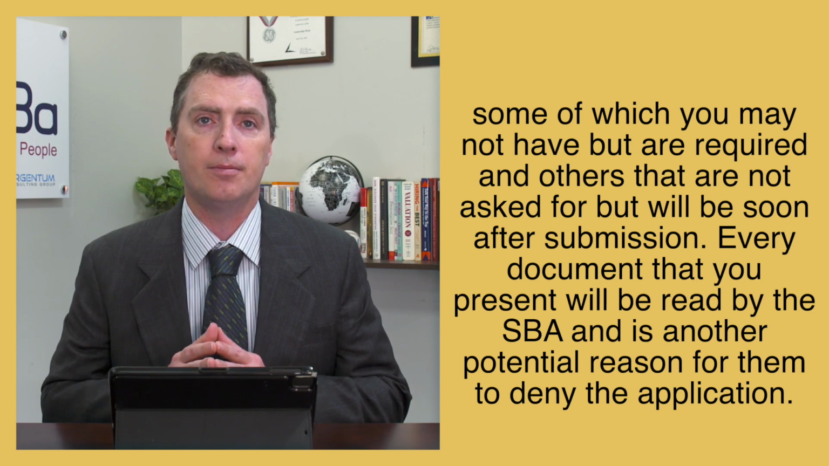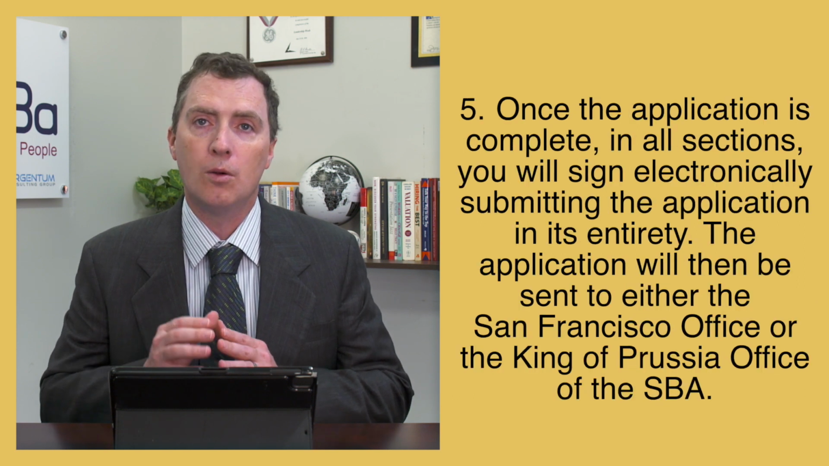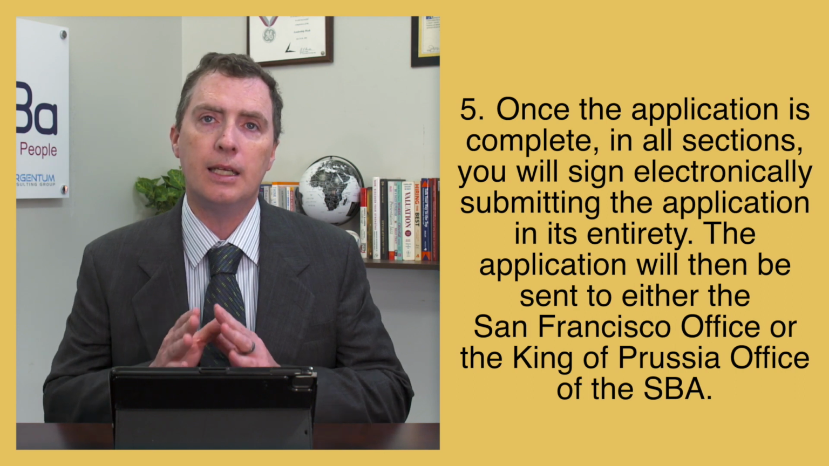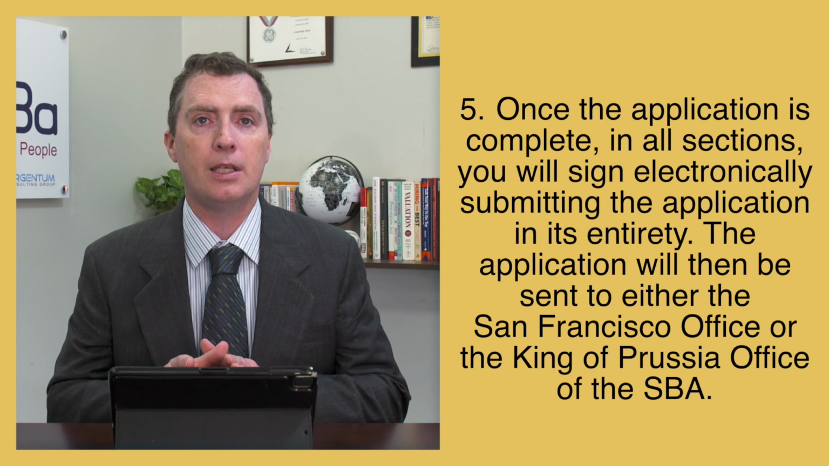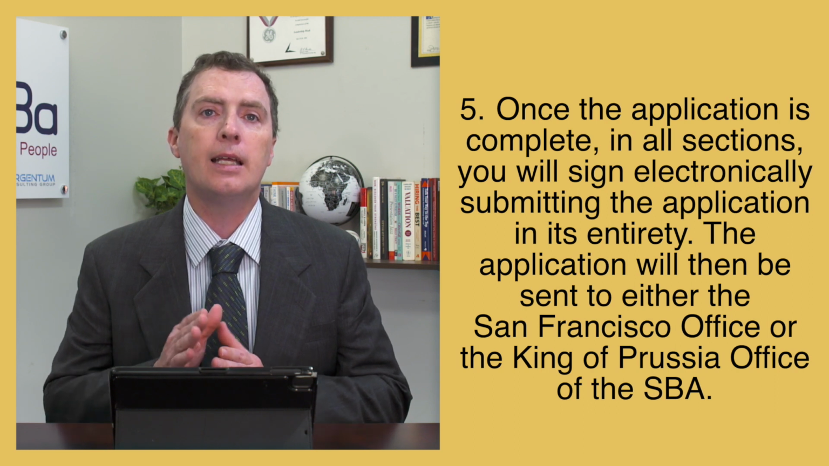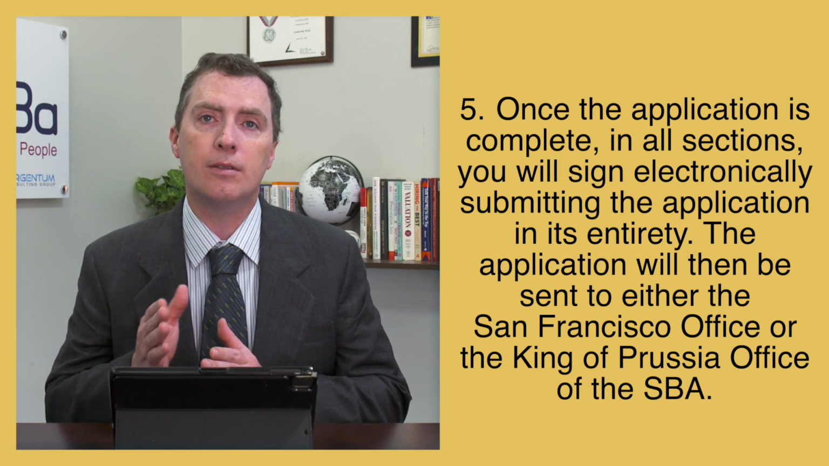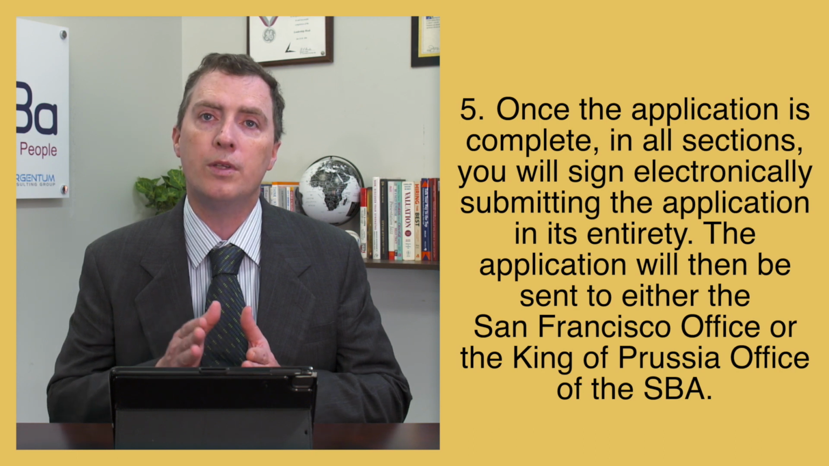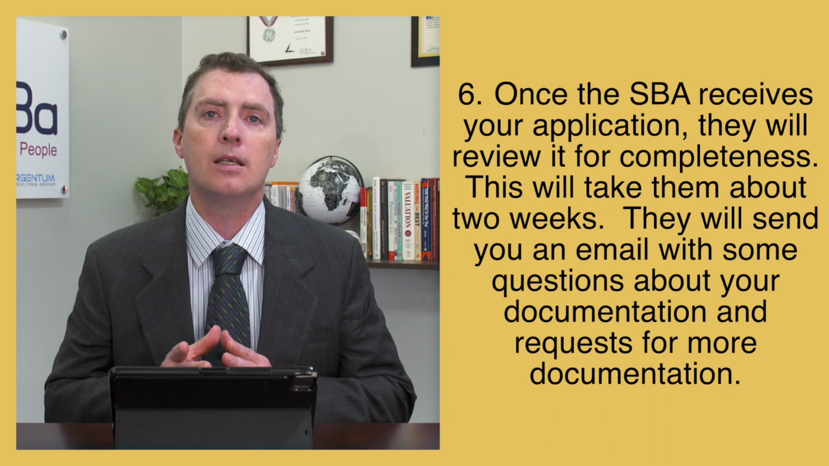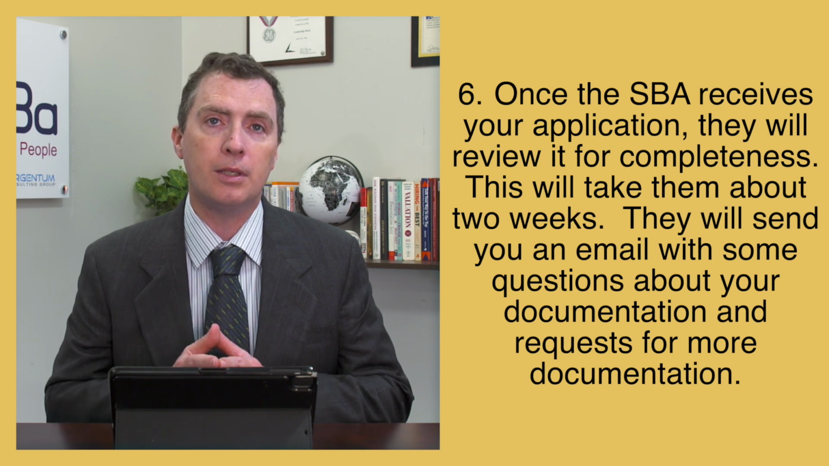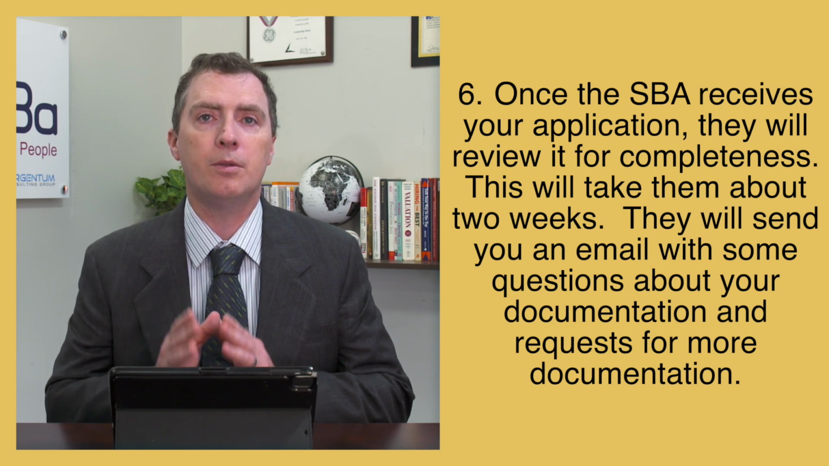5. Once the application is complete in all sections, you will sign electronically, submitting the application in its entirety. The application will then be sent to either the San Francisco office or the King of Prussia office of the SBA.